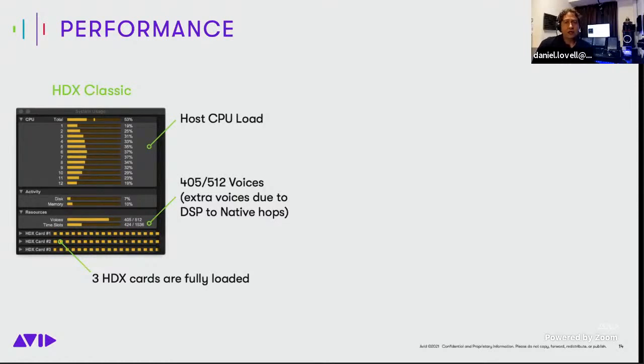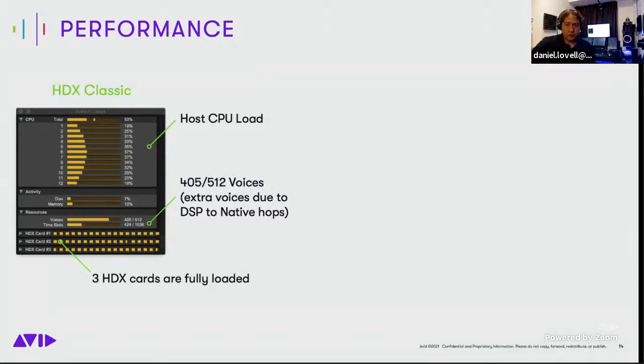So we can see an example here that's combining a couple of the issues that we talked about earlier, such as voice count and hosting the mixer on the DSP, and then going between the native and DSP domain for plugins. We can see here that in this session, almost all three HDX cards are being fully used, and something like 405 out of the 512 voices available are already being used. And a lot of that is not because they're audio playback tracks or voices or streams from disk. It's because of jumps between DSP plugins and native plugins.